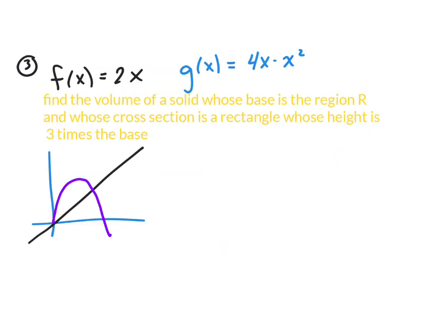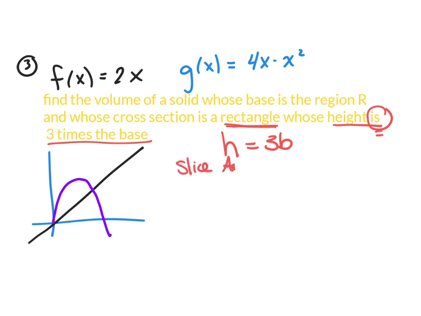Okay, for our third example, you'll notice I kept the same two functions. I'm just changing the question. Find the volume of a solid whose base is the region R. So make sure you're getting this down. Whose cross-section is a rectangle, whose height is 3 times the base. Okay, so we're steering away from the squares and we're talking about a rectangle. So that's the first thing I want you to underline. And here's the description. Whose height is, and again, is in math means equals, whose height is 3 times the base. So if you had to write that out, the height is 3 times the base. Okay, and this time again, our slice analysis is a rectangle.